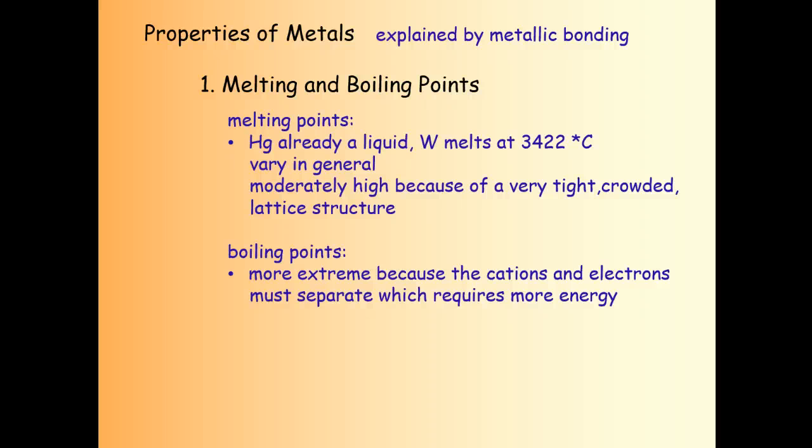These melting and boiling points are pretty high because of the very tight, crowded lattice structure of the metals. The boiling points are more extreme because the cations and the electrons have to separate, which requires a little bit more energy.